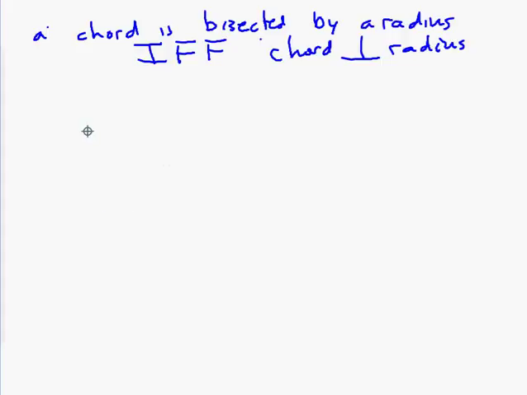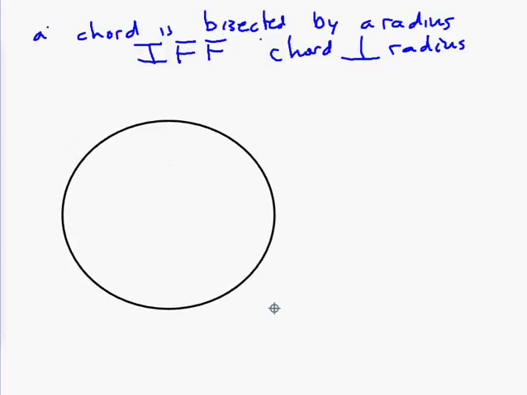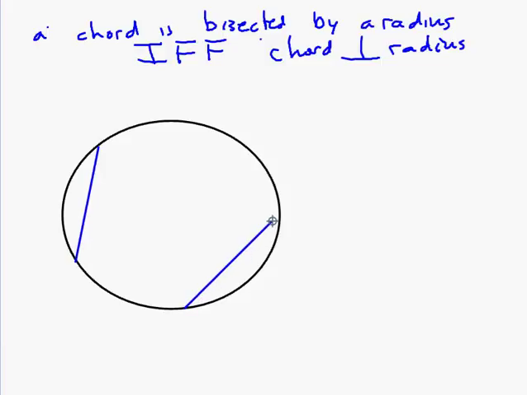Now we have one more thing that will appear to be true. So let's see if we can get that. If I have a chord right here, and let's say I have a chord right here, and then I have a radius drawn to both of those.